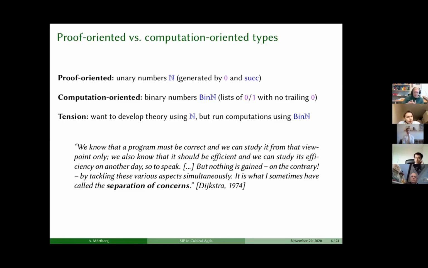This is actually something that was already mentioned by Dijkstra in one of his many famous short notes. Dijkstra said, "We know that a program must be correct, and we can study it from that viewpoint only. We also know that it should be efficient, and we can study it efficiently on another day, so to speak. But nothing is gained, on the contrary, by tackling these various aspects simultaneously." This is what I sometimes have called the separation of concerns. So we want some kind of separation of concerns when we're formalizing mathematics in type theory.